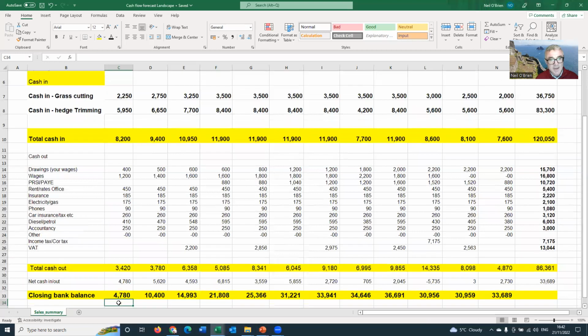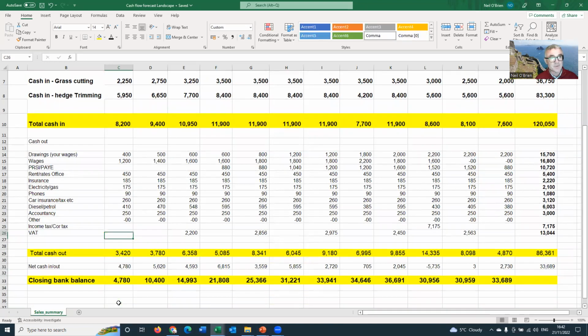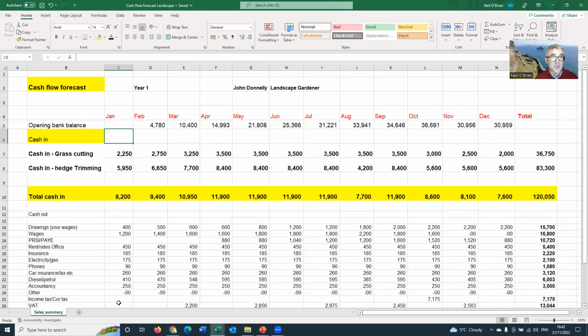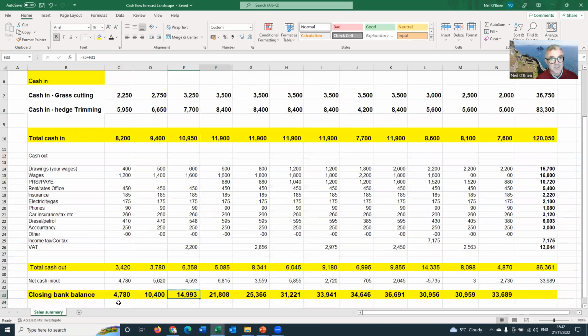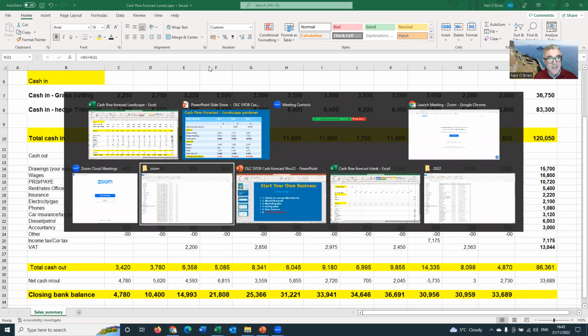So here's the spreadsheet again, and here's the full 12 months. Like we said above, opening bank balance, in this case John has 0 in January, plus the cash in, minus the cash out, gives him his closing bank balance, and that goes on. For the full year, John's cash in total is 120,000, cash out 86,000, and that's the closing bank balance. It's pretty healthy.